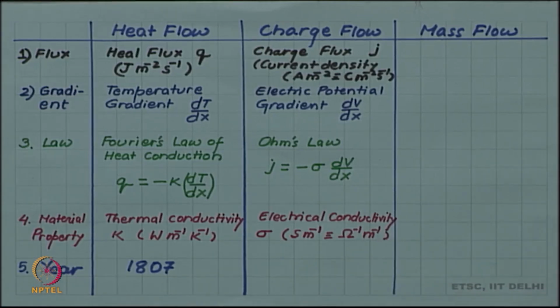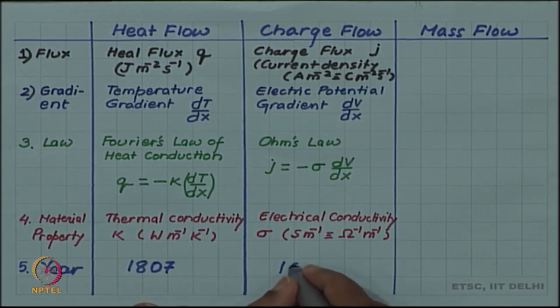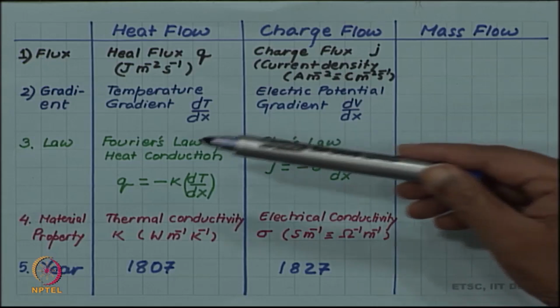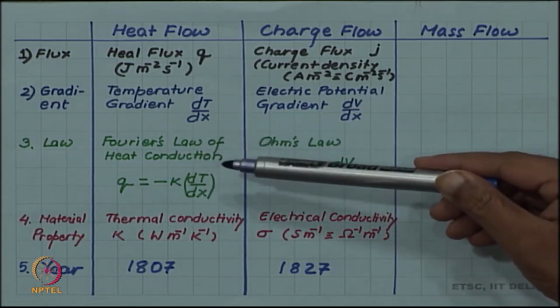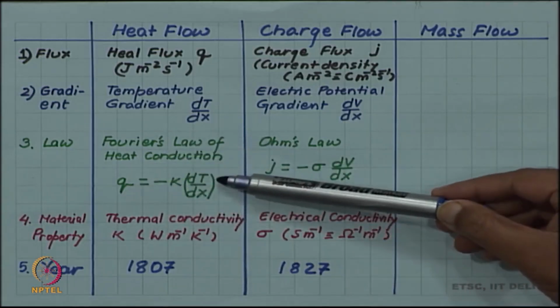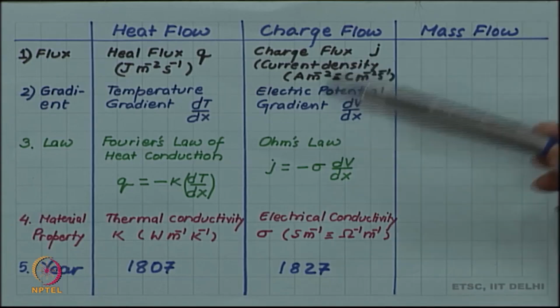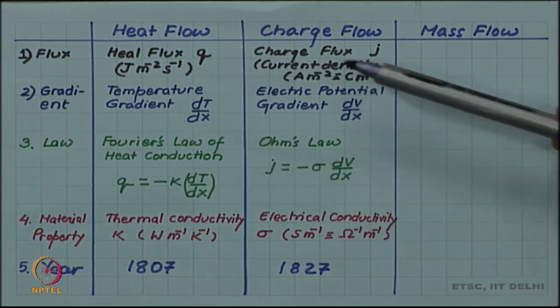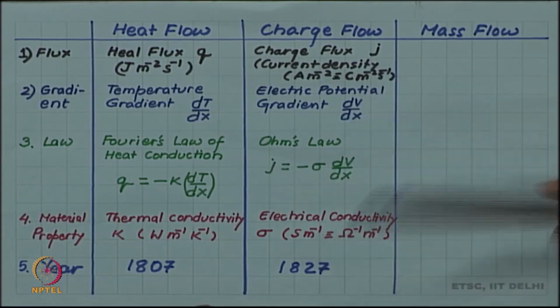This law was discovered 20 years later, in 1827, and in fact the inspiration for Ohm's law came from the study of Fourier's law of heat conduction. Since he saw that in heat conduction there is a flux of heat which is proportional to the temperature gradient, he asked what should be the flux and the corresponding gradient in the case of charge flow. So, he could relate these two in 1827, 20 years after Fourier's law of heat conduction.